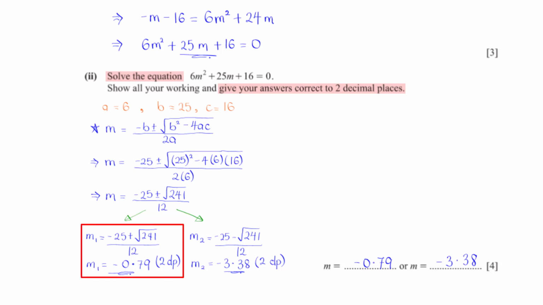For the first possible value of m, we have negative 0.79 rounded to 2 decimal places. And for the second possible value of m, we have negative 3.38 rounded to 2 decimal places.